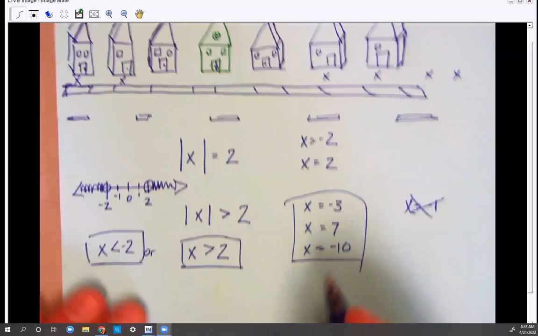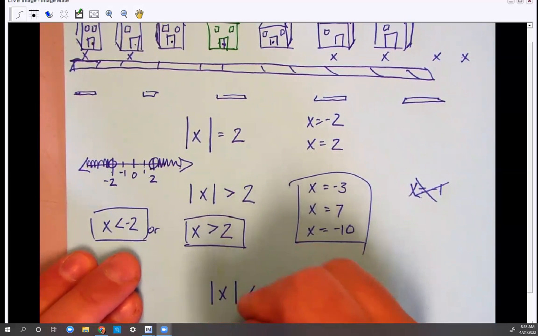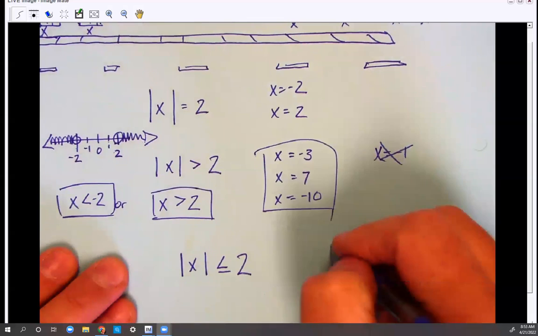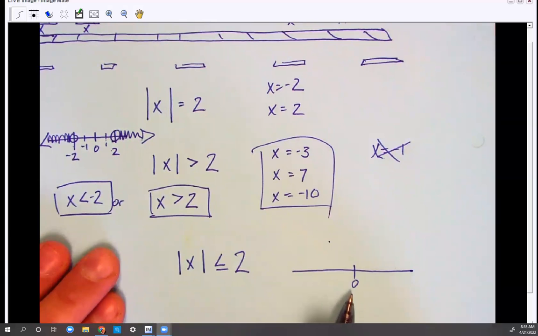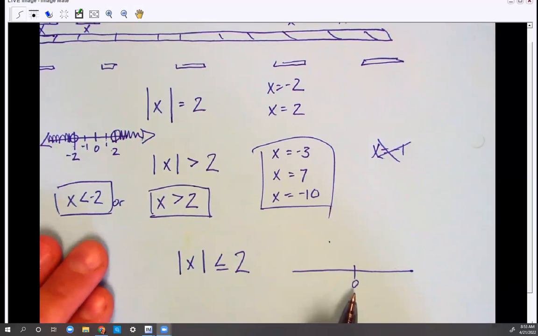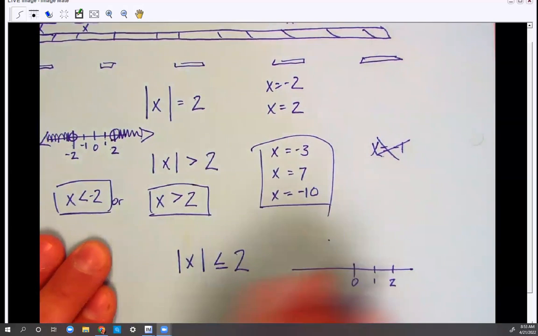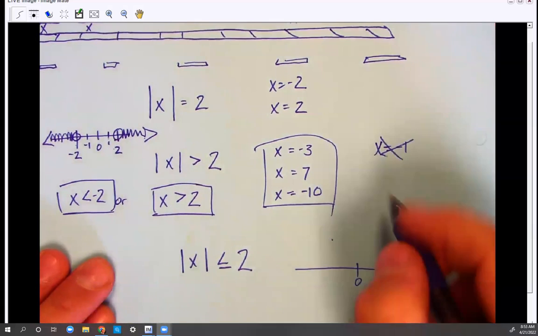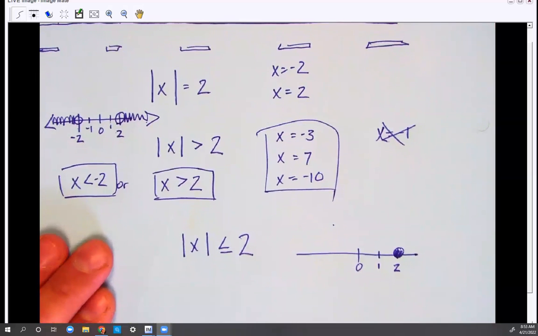Now, what if we told our friend, hey, we're almost there. We're less than or equal to 2 houses away. Oh, great. Well, that means that you could either be here, you could be here. We're almost there. Nope, we are there. Or we could be 1 house to the right, or we could be 2 houses to the right, but we couldn't be 2.5 houses to the right. We are less than or equal to 2 houses away. So we'll fill in that circle.